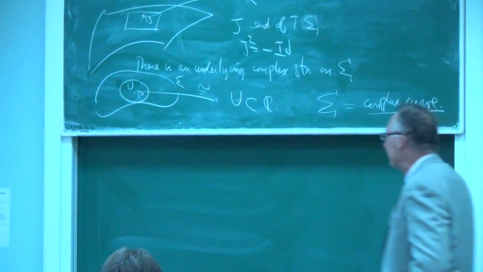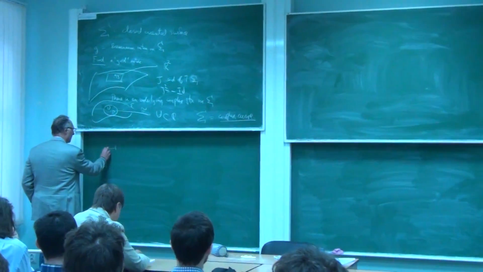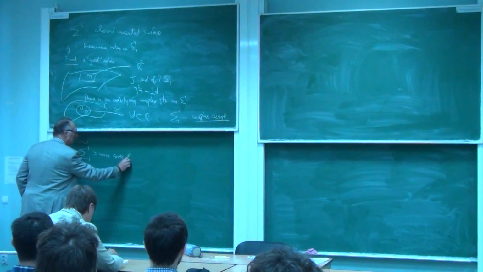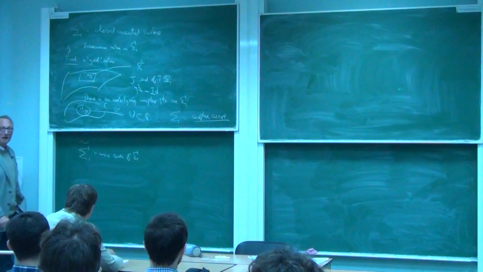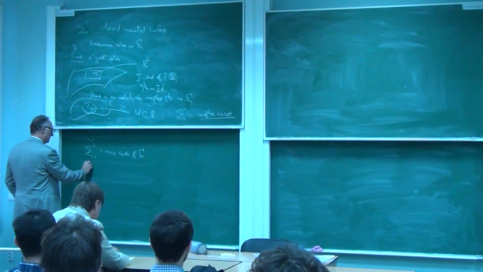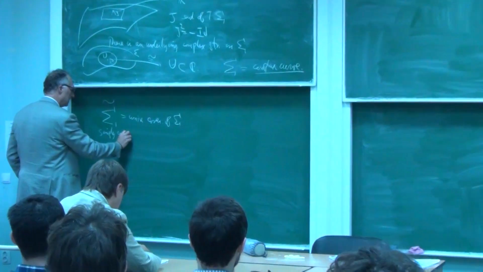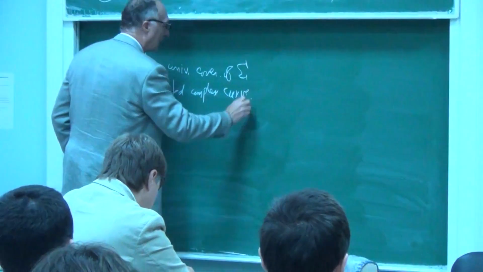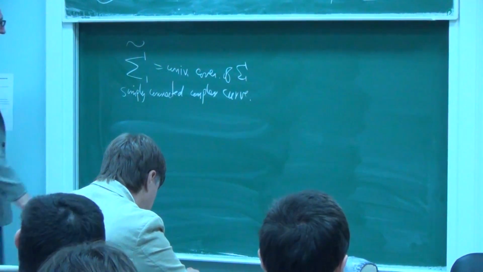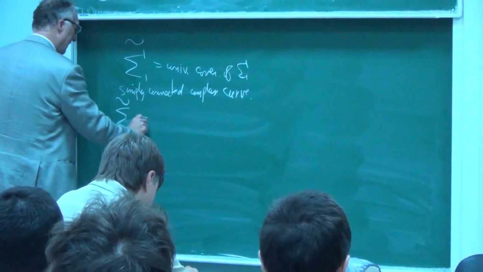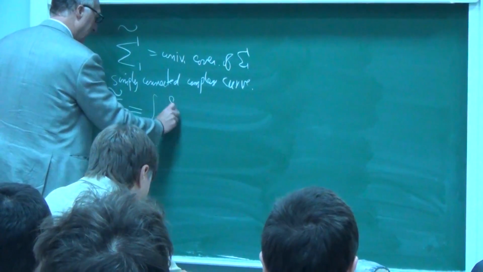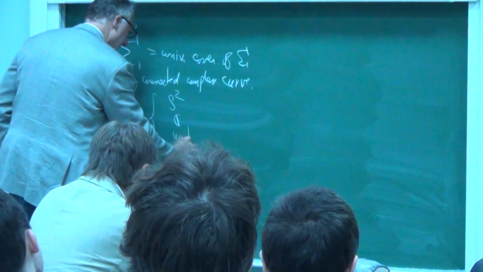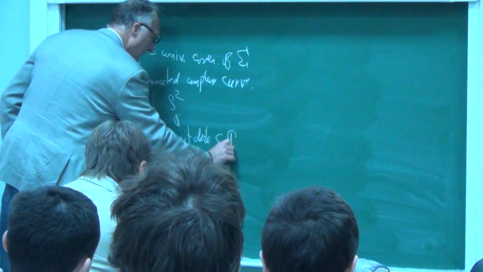Now, let's invoke another classical theorem about complex structures. If we consider the universal cover of sigma, this is a simply connected complex curve now. Simply connected because it's the universal cover. And there's a classification of these. There are three possibilities. This simply connected complex curve is either isomorphic to S2, C, or the open unit disk inside C.